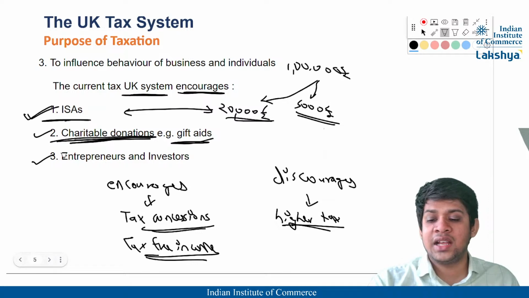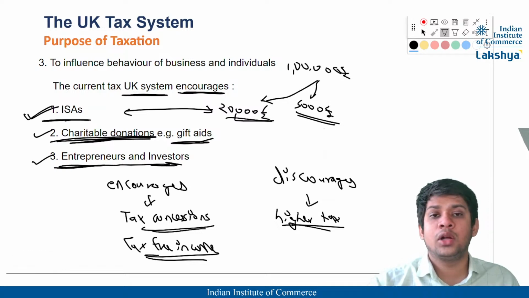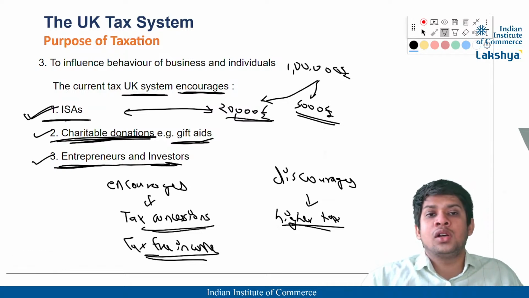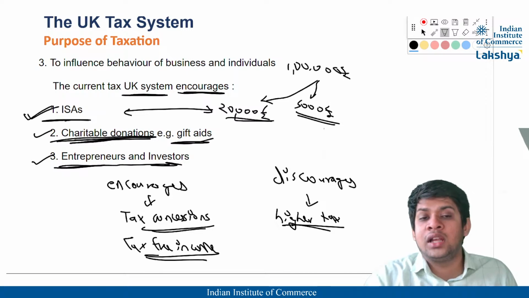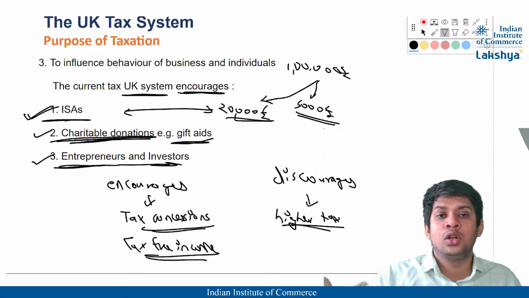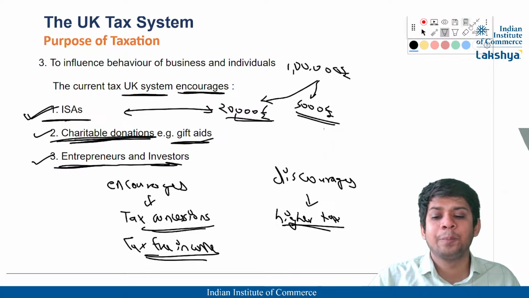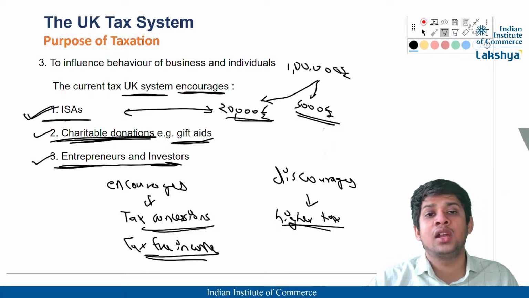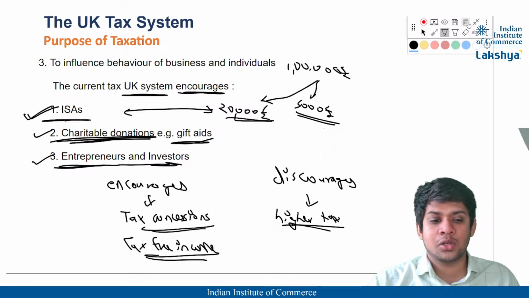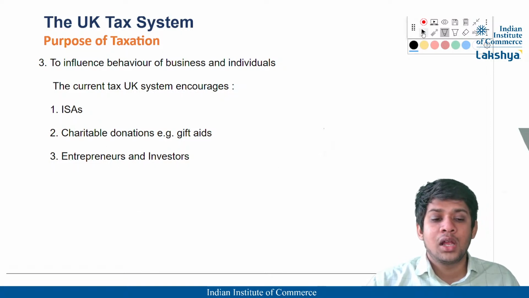Okay. And lastly, entrepreneurs and investors. They would actually encourage investors to purchase more shares, maybe, or entrepreneurs to start up new businesses. So they have many sort of reliefs which are provided to the entrepreneurs at the start date, so that they can initiate their business, and obviously less tax or maybe none of the tax will be charged depending on the income of the individual, right? So the UK tax system encourages all this.